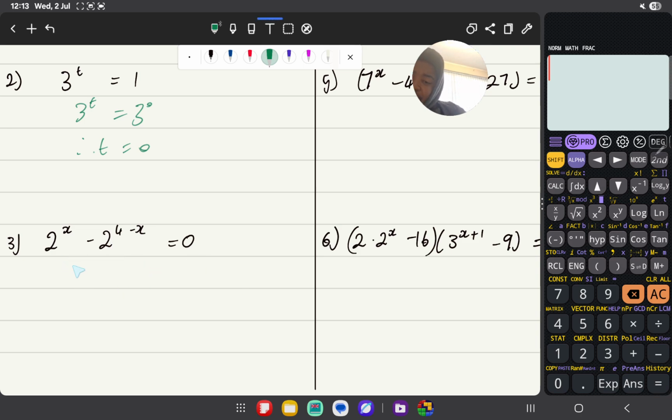This one, let's transpose. You have 2 to the power of x equals 2 to the power of 4 minus x. Bases are the same, therefore x equals 4 minus x. You have x plus x, you have 4, 2x equals 4, therefore x equals 2. We go test it: 4 minus 2 equals 2, and exactly, 2 to the power of 2 minus 2 to the power of 2 equals 0.